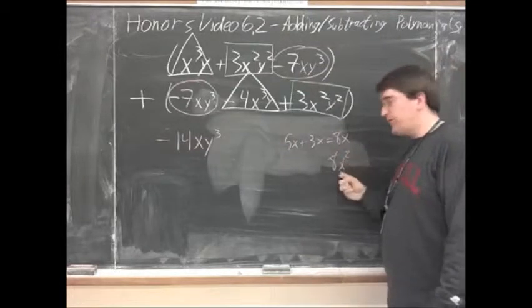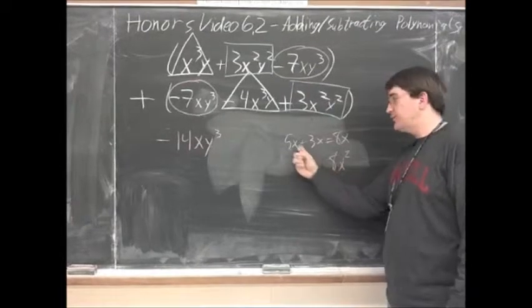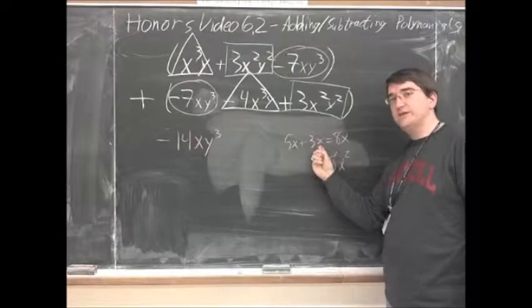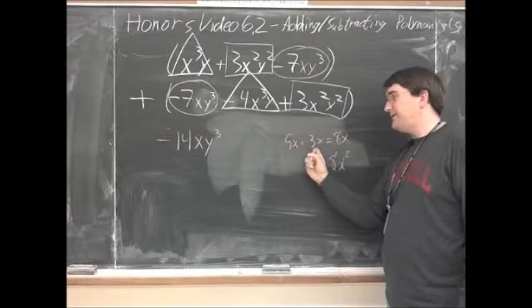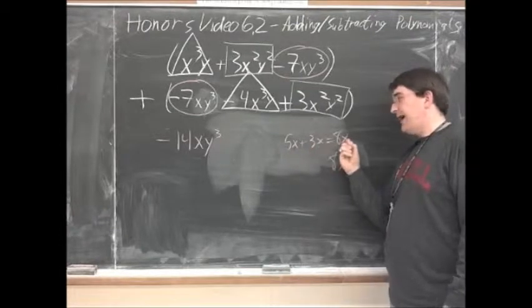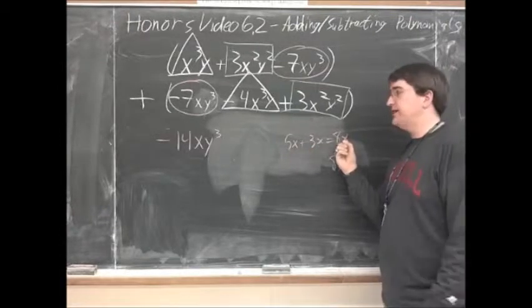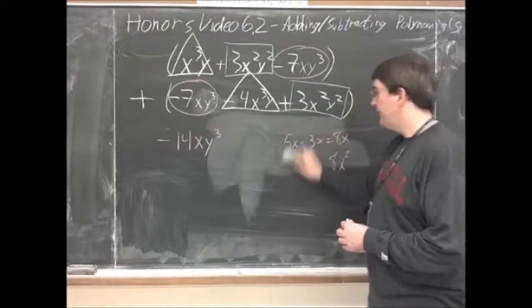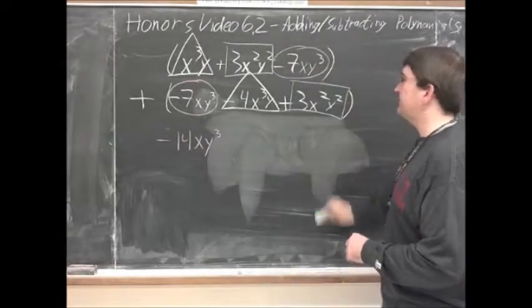8x squared means you're multiplying x times x. We're not multiplying the x's. We're adding them. We're adding these terms. So the powers don't change when you're adding or subtracting. So we get negative 14xy cubed there.